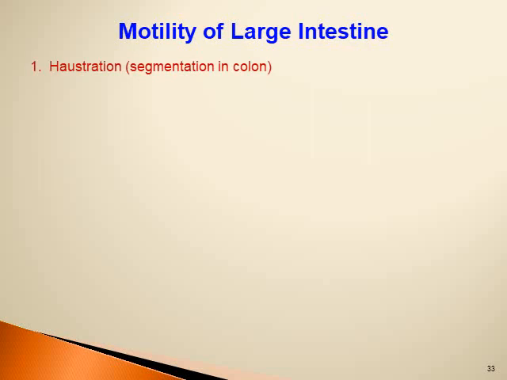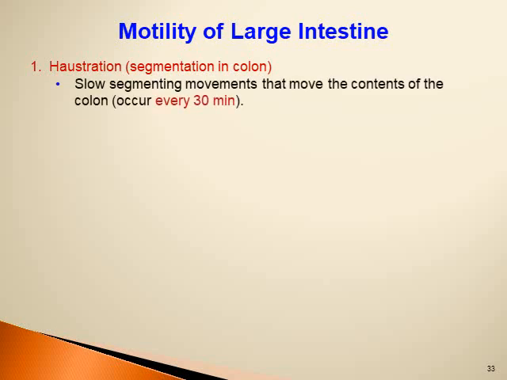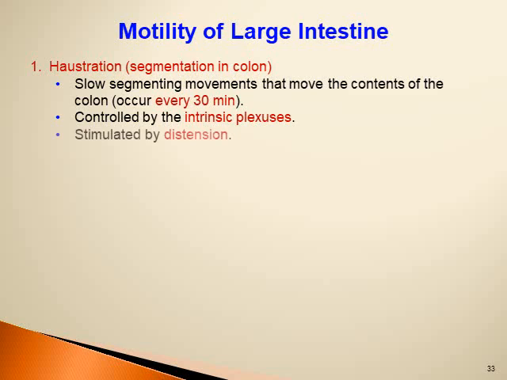The main motility pattern is haustration, which is similar to the segmentation that happens in the small intestine. These are slow segmenting movements that move the contents of the colon. They occur every half an hour, or every 30 minutes. They are controlled by intrinsic plexuses, or short local reflexes. And like in the small intestine, haustrations are stimulated by distension.